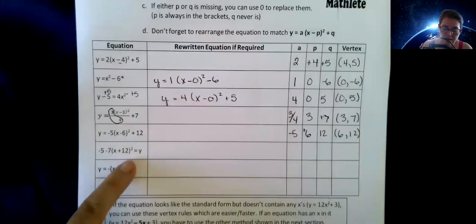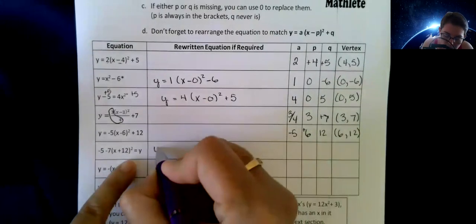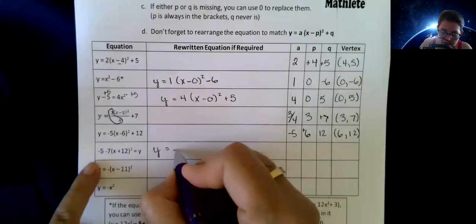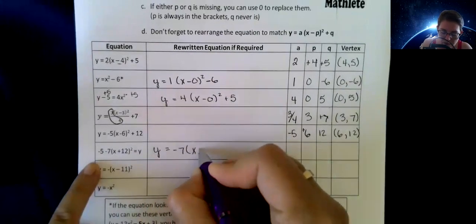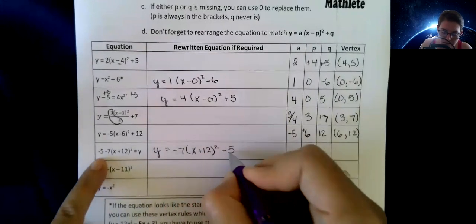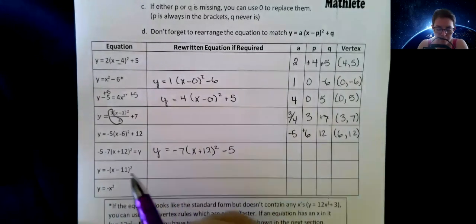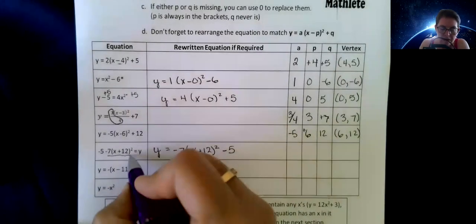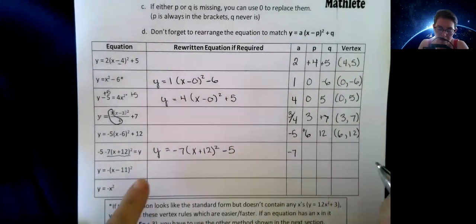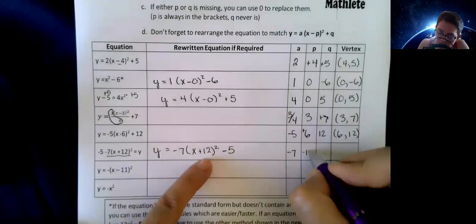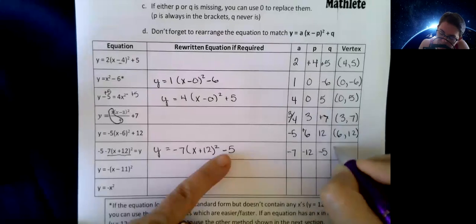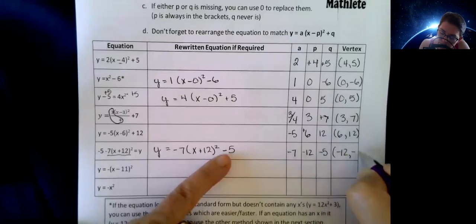Oh goodness, look at that. I don't know what that is. So y is equal to, now we got -7 x plus 12 squared -5. Basically, we just ended up flipping it, but the -7 belongs with that section there. So a is -7. My p is going to be -12, right? Swap the p, and we're going to have -5. 12 minus 5.